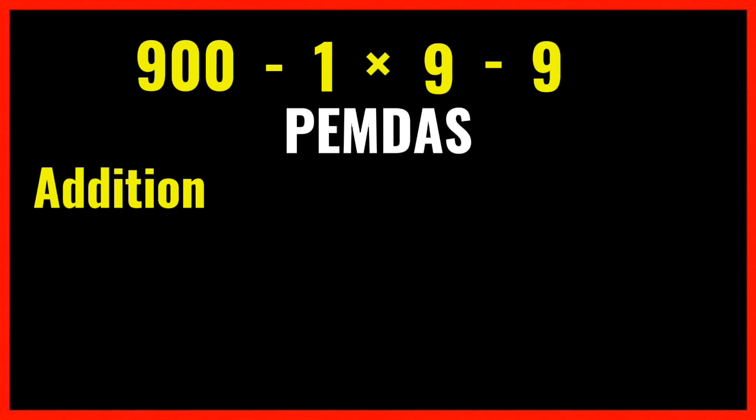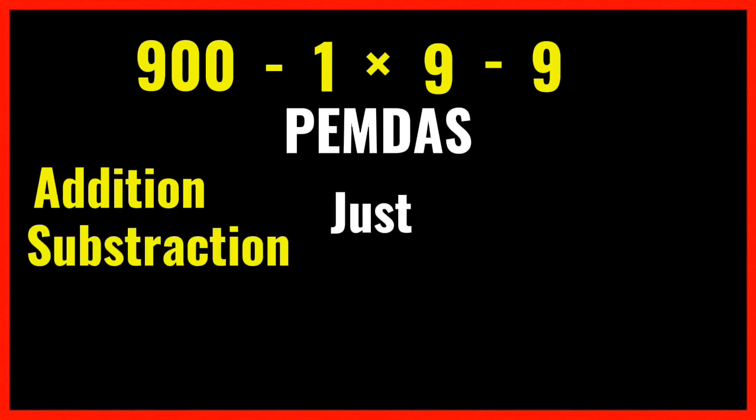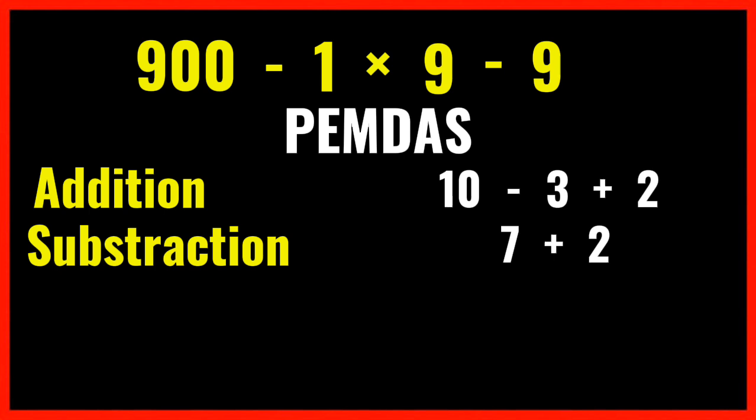Finally, we do addition and subtraction. And just like multiplication and division, they also have equal priority, so we solve them from left to right. For example, 10 minus 3 plus 2 becomes 7 plus 2, which equals 9. And if you do it out of order, you will get the wrong result.